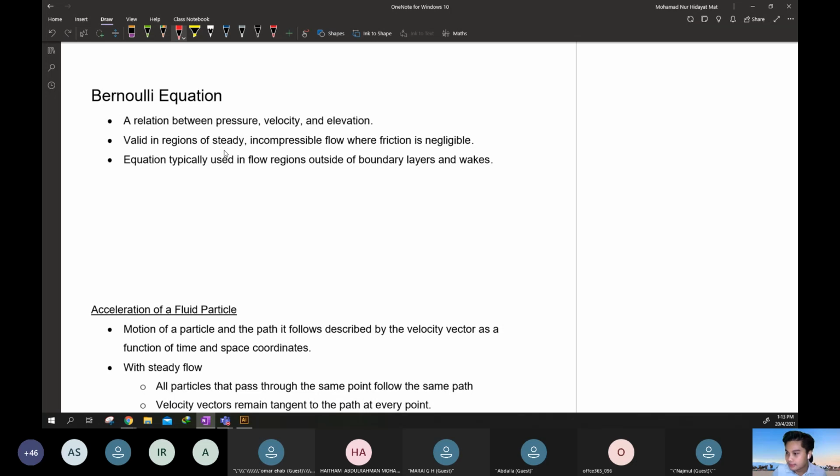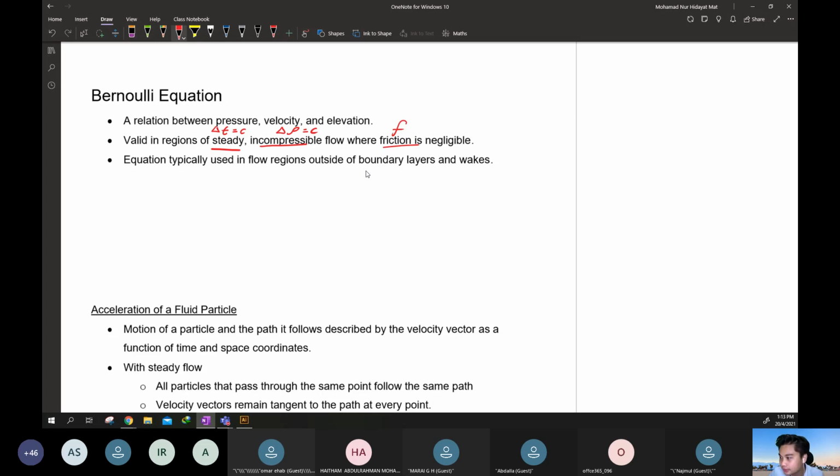Steady means there is no change in time; time is constant. Incompressible means there is no change in density; density is constant. And this is friction: there is no friction, or there is no roughness. The equation is typically used in the flow region outside the boundary layer and the wakes.